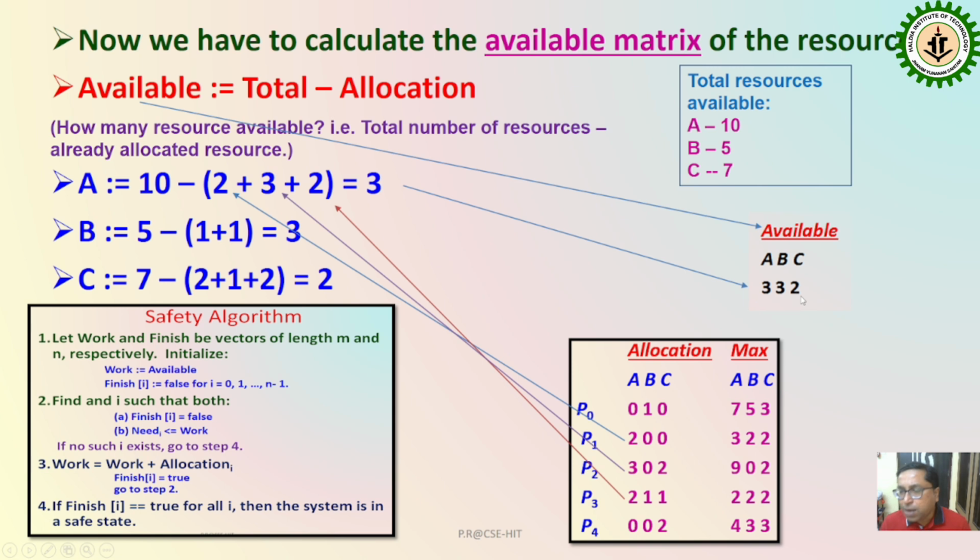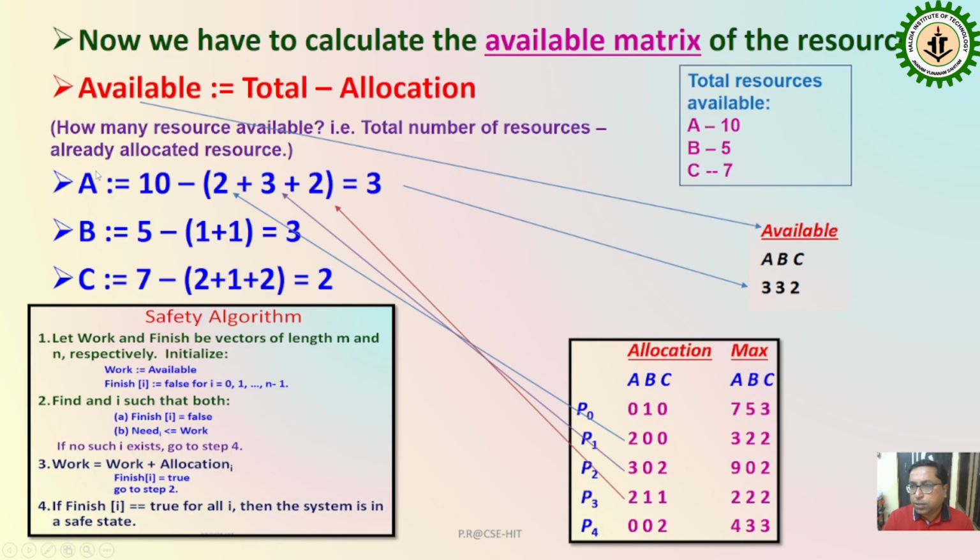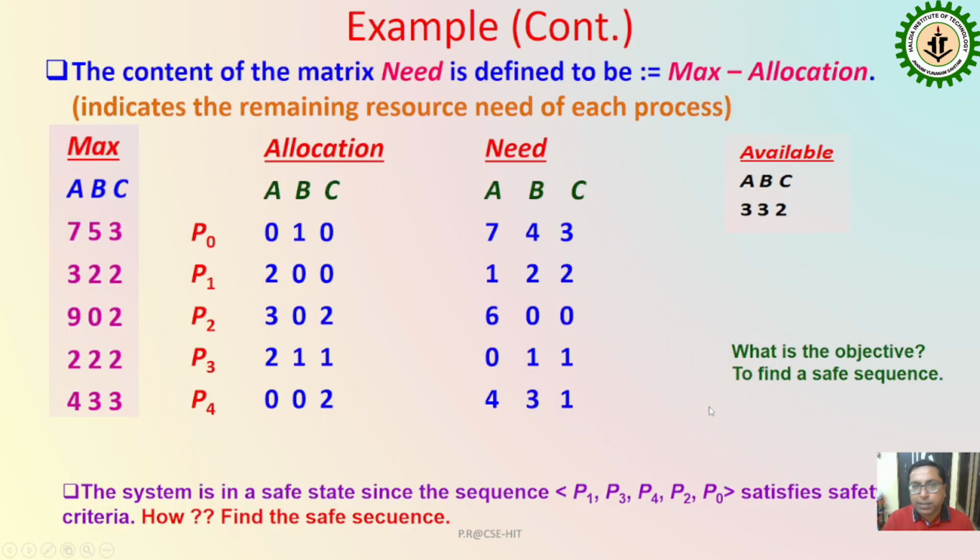So right now what information is available? There are 5 processes, there is an allocation matrix, there is a maximum matrix, the max demand matrix, and also available. These are 3, 3, 2. After that we have to find the need matrix. The content of the need matrix is defined to be max minus allocation. So how am I getting this need matrix? Max minus allocation. Already we have the allocation matrix and max matrix here.